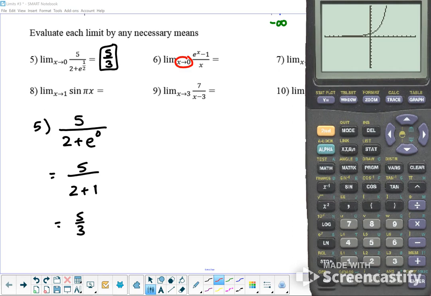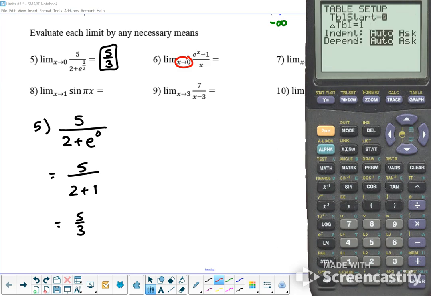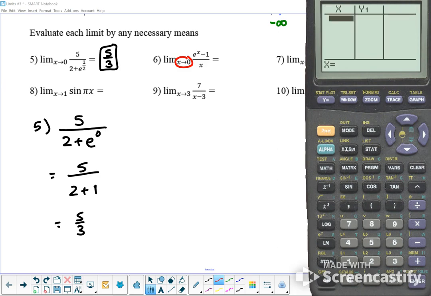So I'm going to go ahead and utilize my table. I'm going to go second graph for table. Oh, I need to change that. So second table setting. Change to ask. Okay. So again, if I put in 0, I'll get an error. But I'm not going to put in 0. I'm going to put in numbers close to 0, like 0.1, 0.01, and 0.001. You can see that my y's are all looking like 1.